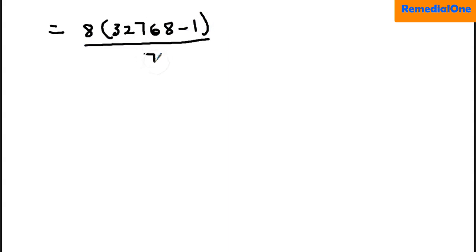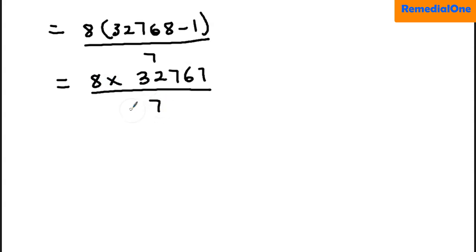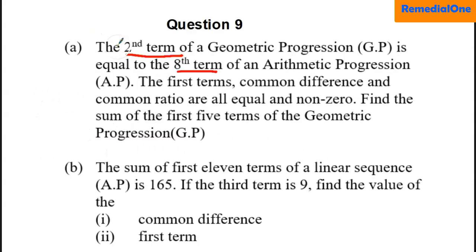So when we simplify, 8 to the power 5 is 32768 minus 1, bracket close, and 8 minus 1 is 7. So 8 times 32767, all over 7. So when we simplify, we are getting 37,448. So that is the sum of the first 5 terms. So let's look at the second question.